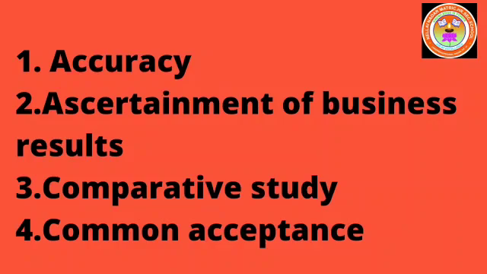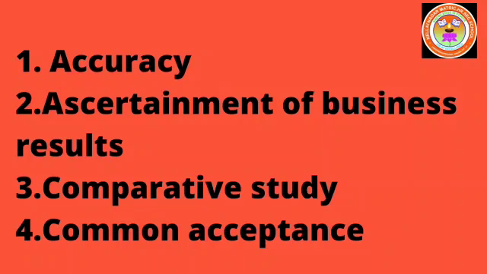Next, ascertainment of business results. Details regarding expenses, losses, incomes, gains, assets, liabilities, debtors, creditors, etc. are readily available. This helps to ascertain the net profit earned or loss incurred during an accounting period and also to know the financial position as on a particular date.